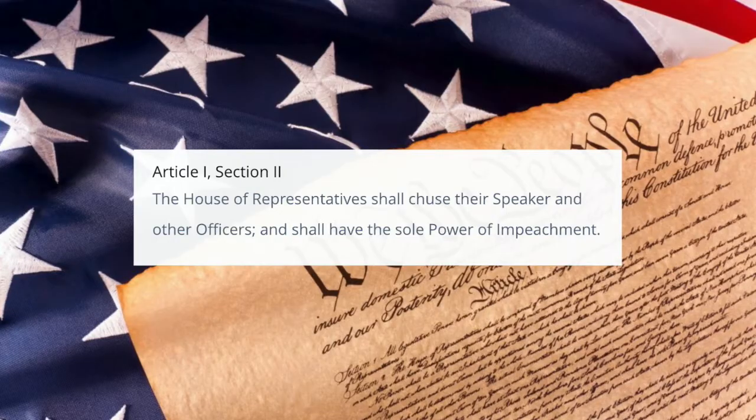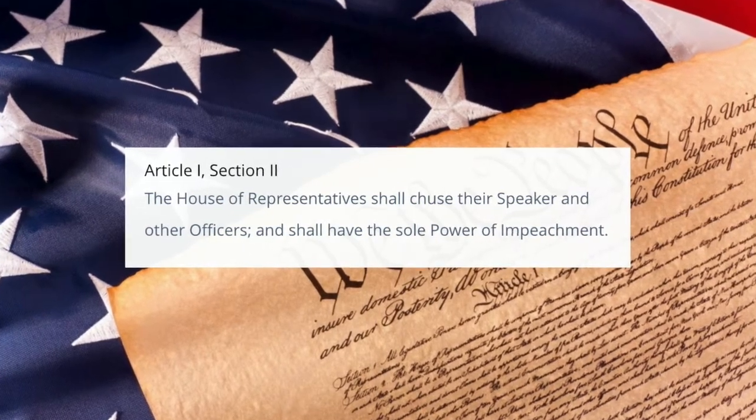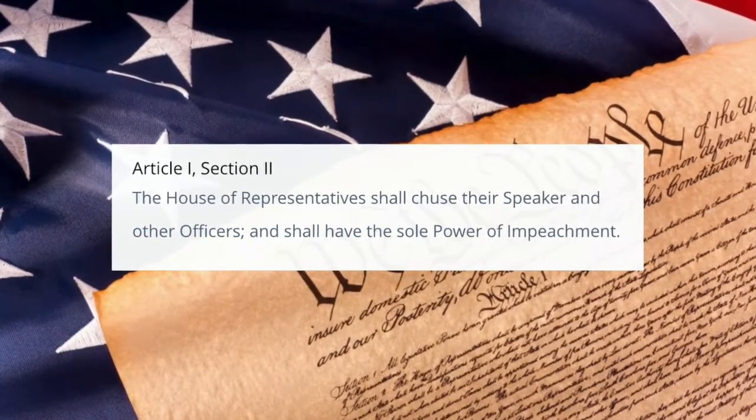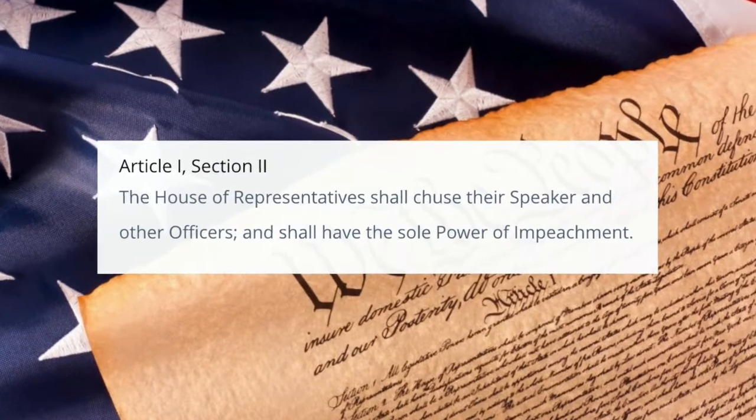Article 1, Section 2, Clause 5 of the U.S. Constitution states, quote, "The House of Representatives shall choose their Speaker and other officers and shall have the sole power of impeachment." In other words, the House of Representatives has to be the chamber that initiates impeachment. The Senate can't do it. The Supreme Court can't do it. The Vice President can't do it. It has to come from the House of Representatives.